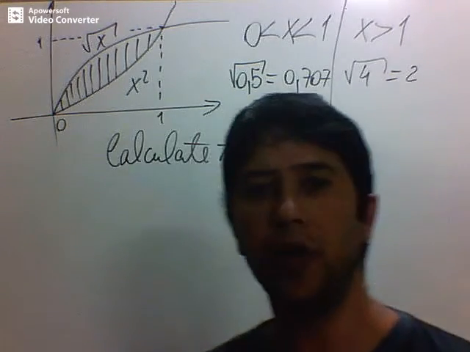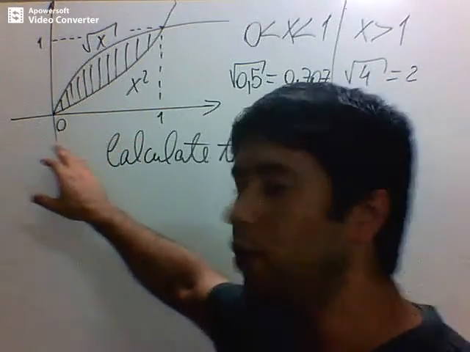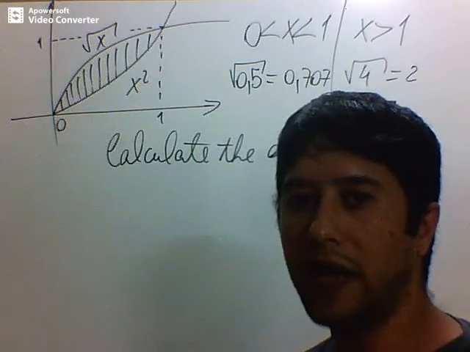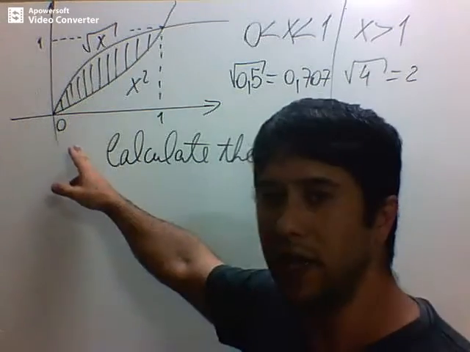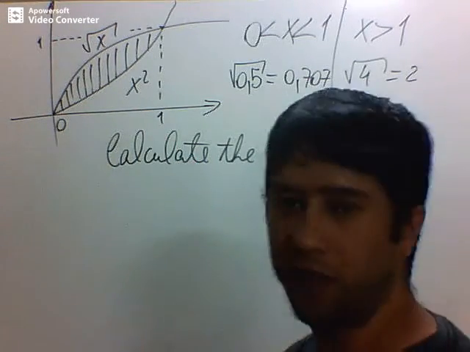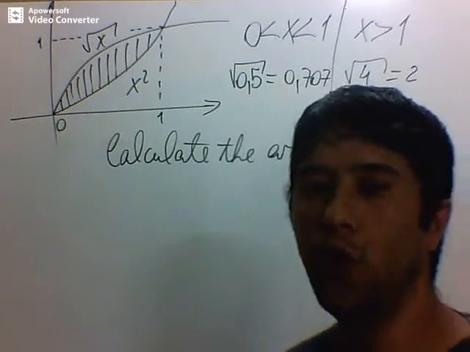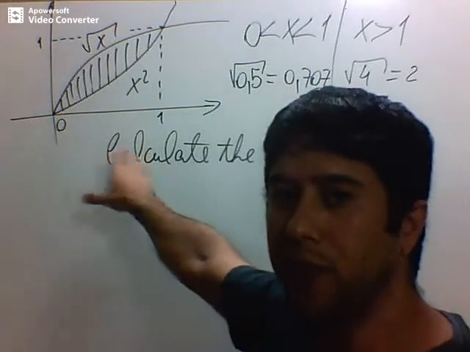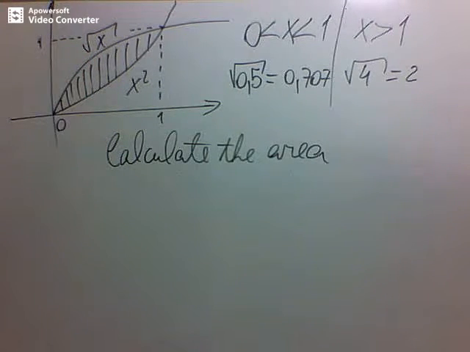In this video, I'm going to talk to you about a very cool area, which is the area between the function square root of x and the function x squared, but from 0 to 1 only. And why did I choose this specific interval? I'm going to show you why, because it is very interesting what happens here between 0 and 1.